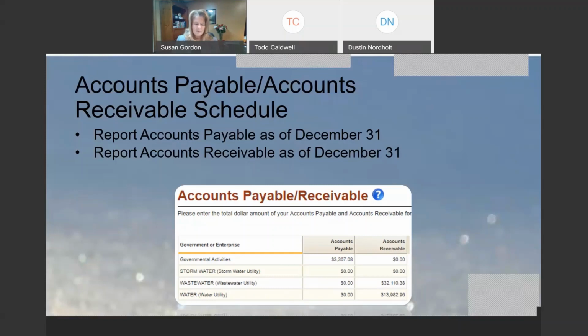Accounts receivable, you're probably a little more familiar with, especially if you have a utility. Accounts receivables are amounts that are owed to your unit as of December 31, but they have not been received by year end yet. The best example, again, is utility fees that have been billed to customers but are still unpaid at the end of the year. And hopefully, if you have a computerized system, it will generate this information for you.